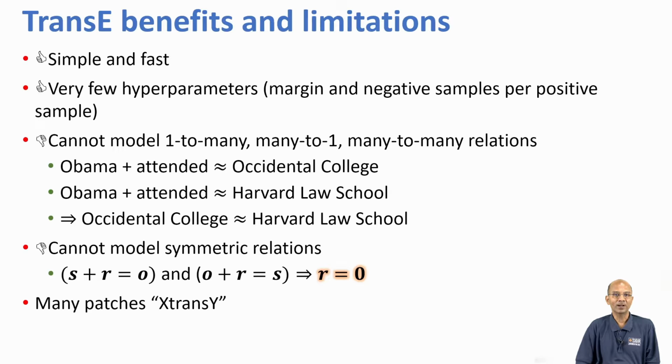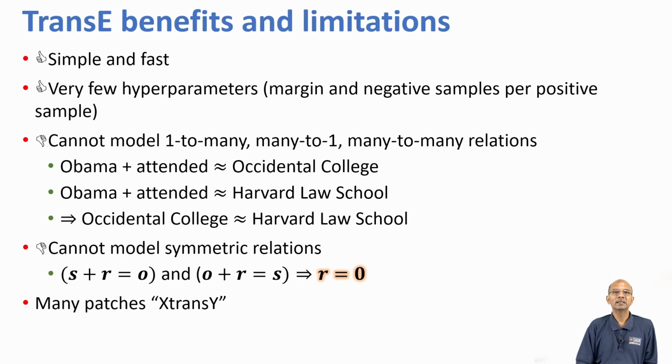It's very simple and fast. The network is basically non-existent. It's just two linear functions, like one sum and one subtraction and taking a norm. So computation is extremely fast. There are very few hyperparameters. They're just the margin that we use and the number of negative samples per positive sample. So this is a very small number of hyperparameters.